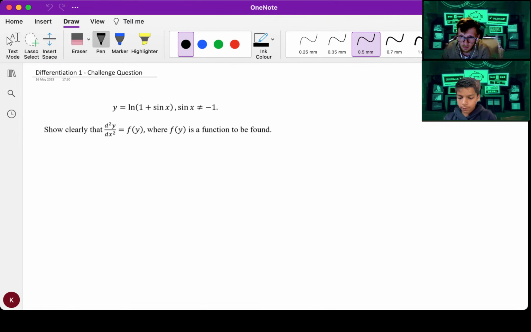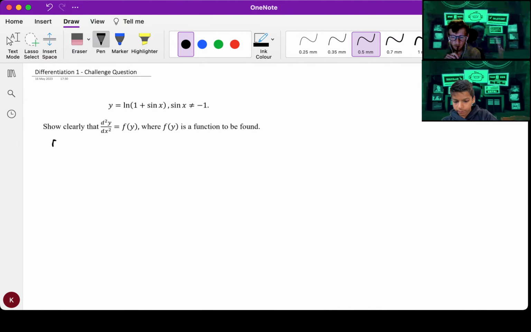So we have to show that d squared y, where y is ln of 1 plus sine x, where sine x is not minus 1, otherwise it would be ln of 0 and then that's undefined. So we have to show clearly that the second derivative is a function of y, where that's a function to be found. Okay, so we have to find the derivative dy by dx.